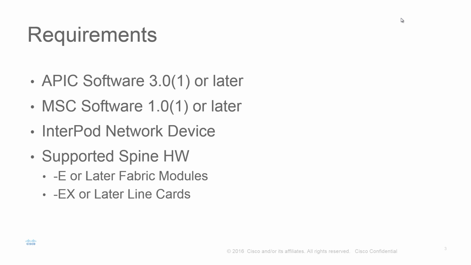If you do have spines that do not have this hardware, they can still be used in your fabric. They just can't be your InterPod connections. So only the spines that connect to the InterPod network have these dependencies. And for our leaf switches, they can be any model. It does not matter at all.